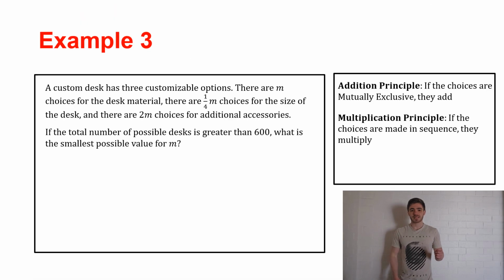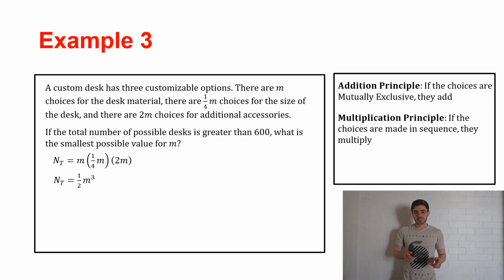Suppose we have a desk that has 3 customizable options. There are m total options for the desk material, there's a quarter of m choices for the desk size, and there are 2m choices for the additional accessories. Again, this is an example of choices that are made in sequence, and so the number of choices in each stage are going to multiply together.